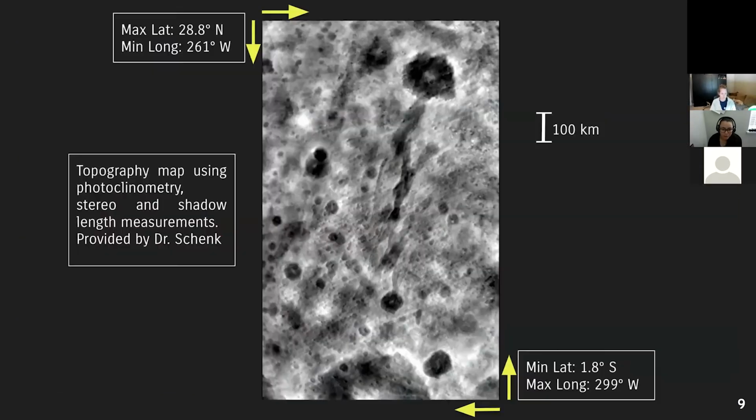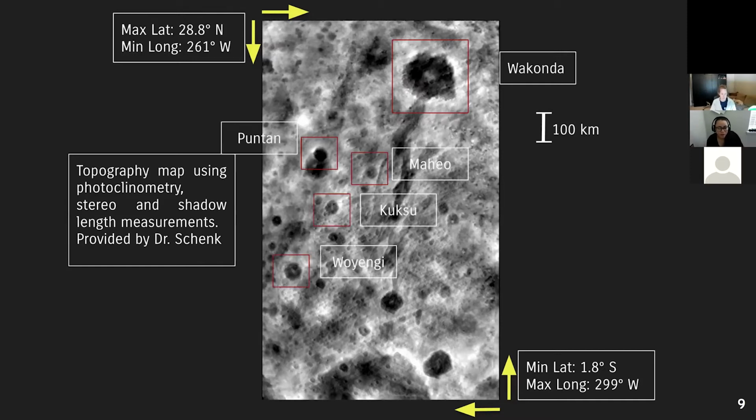This is the topography map that we're using. This topography map is also provided by Paul Schenk. It is based on high-resolution images from the Cassini spacecraft using photoclinometry, stereo, and shadow length measurements. The mapping area is about 475,000 square kilometers, and it consists of some named craters such as Wakonda, Punta, Maheo, Kuksu, Gwojenji, Kuma, Botala, and the basin that I mentioned previously, Powehi.